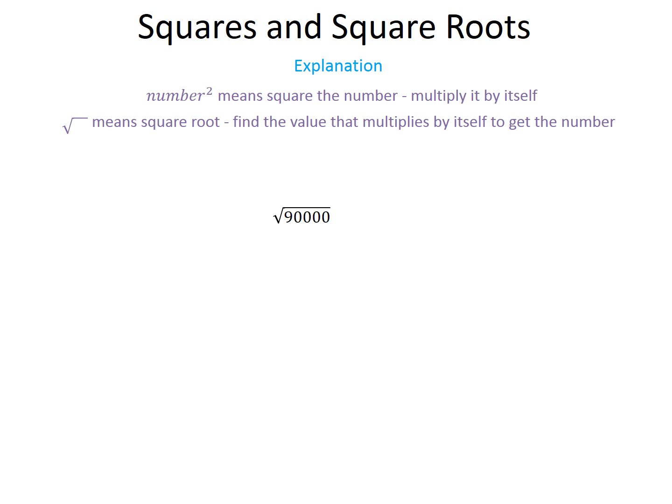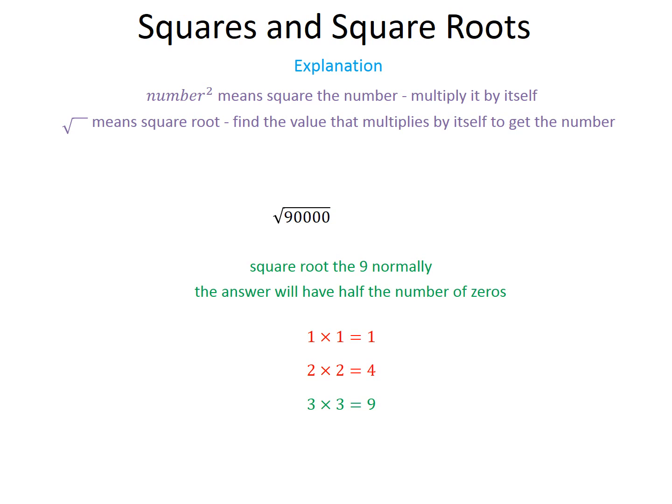And so what we do is we start by square rooting the 9, the non-zero, normally. So we do our usual trial and error method, and we end up with 3 times 3 is 9, so that means that the answer there is going to be 3. Now, to deal with the zeros, we're basically going to write down half the number of zeros in our answer. Now, here's the reason. 10 times 10, that's 100.